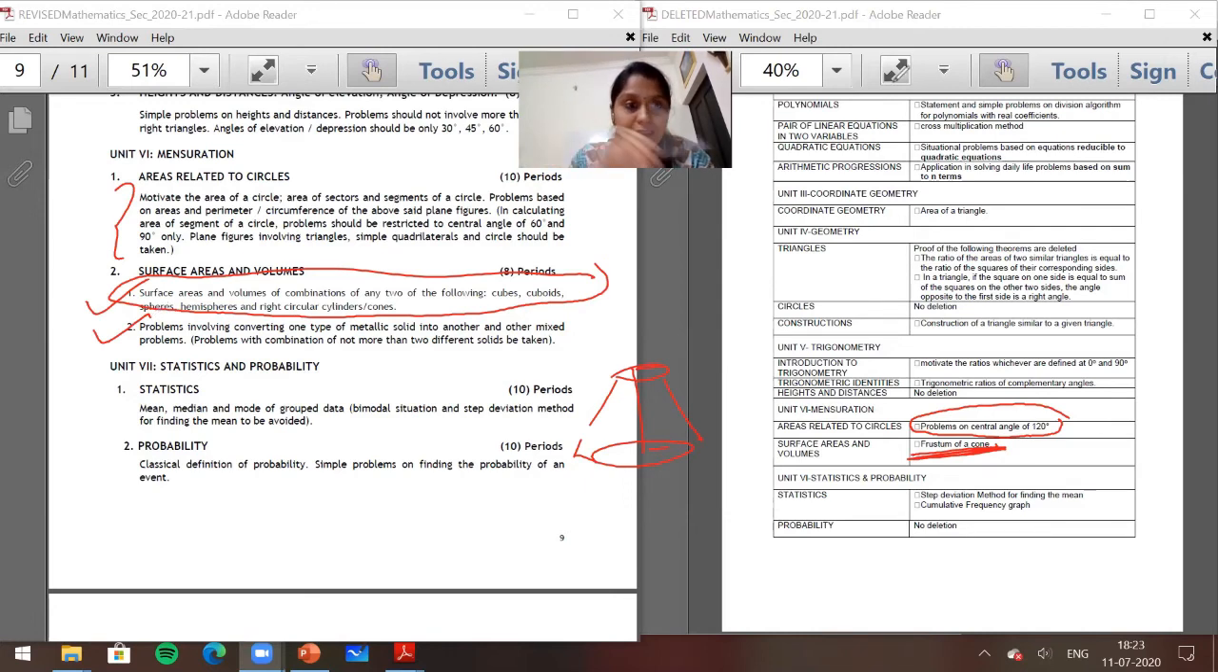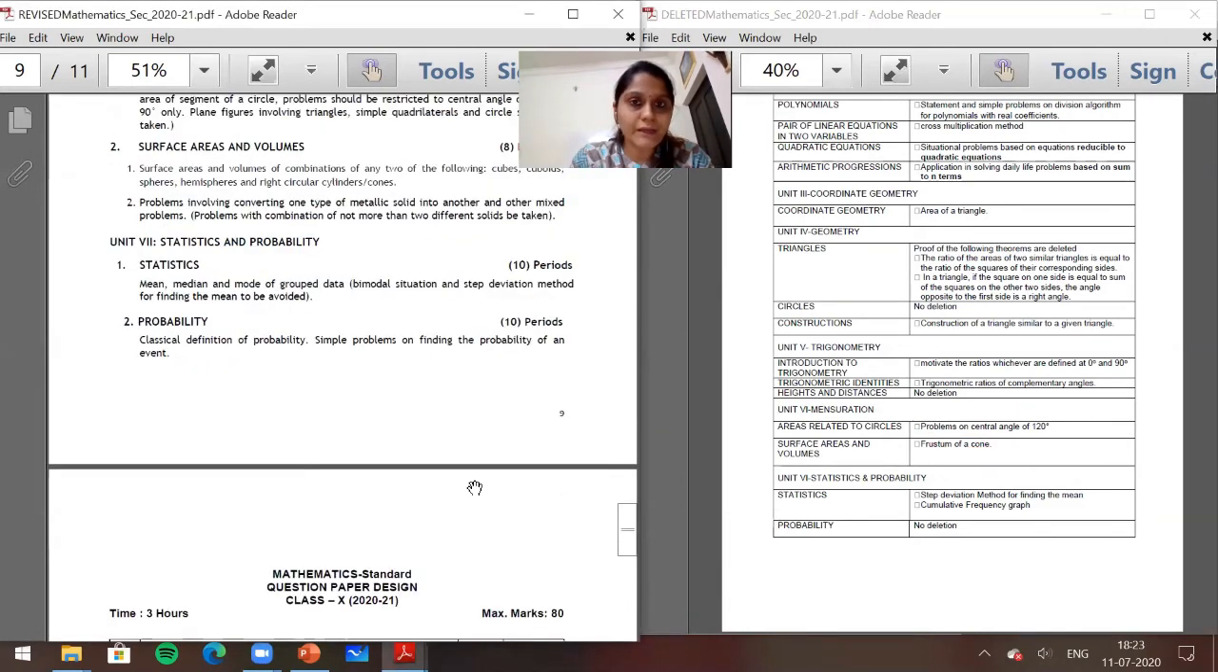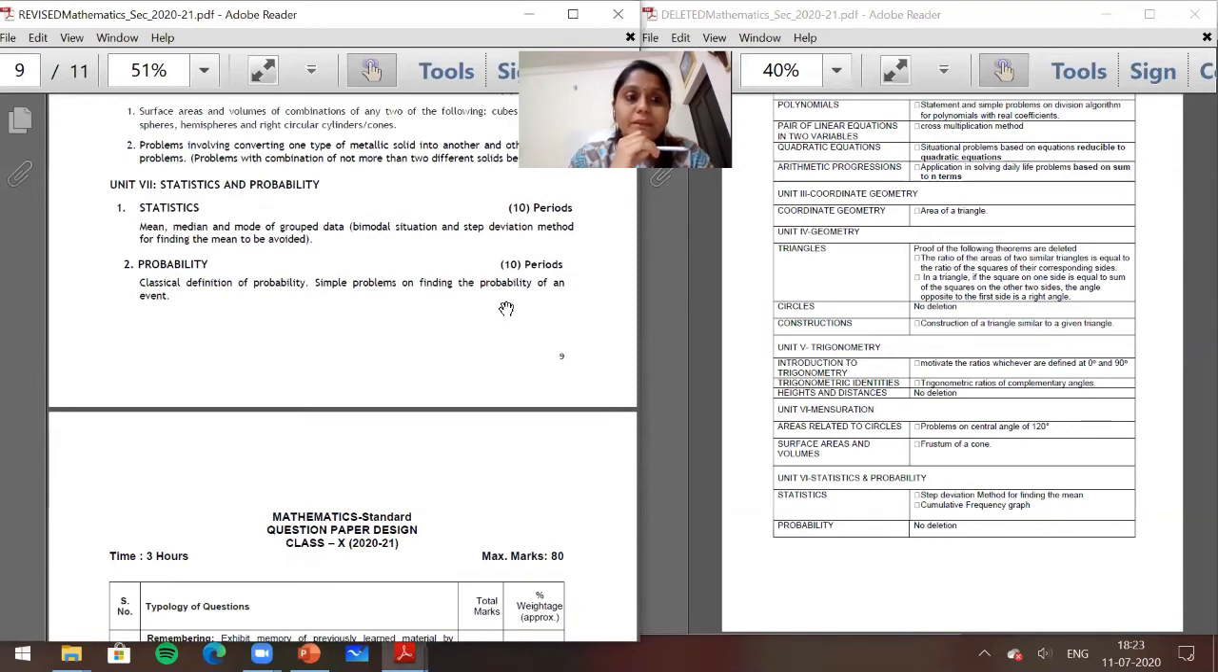Statistics part, yes. Mean, median, mode. We did these 3 topics in 9th also, but the difference was we did it for ungrouped data. Now in 10th standard, we are going to calculate mean, median, and mode for grouped data, when the data is grouped into different class intervals and the frequency is calculated. For finding the mean, we previously had three methods in 10th standard: the direct method, the assumed mean method, and the step deviation method.